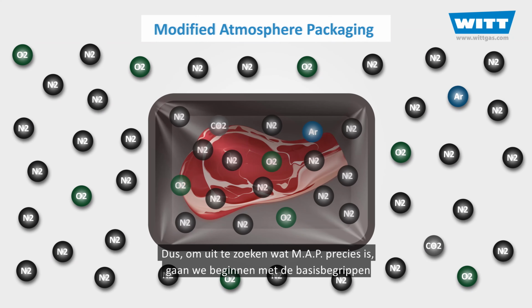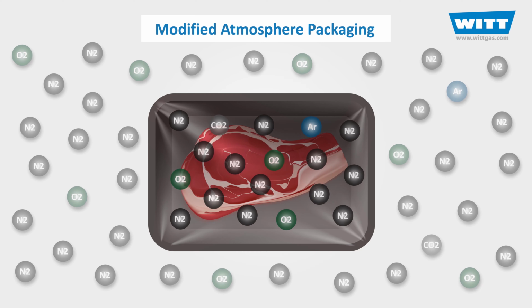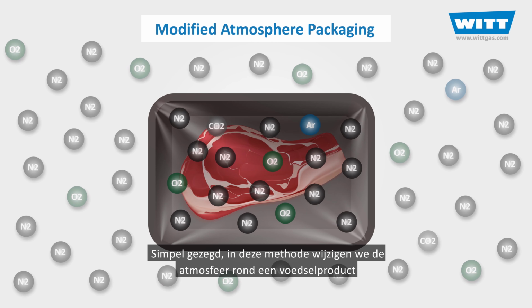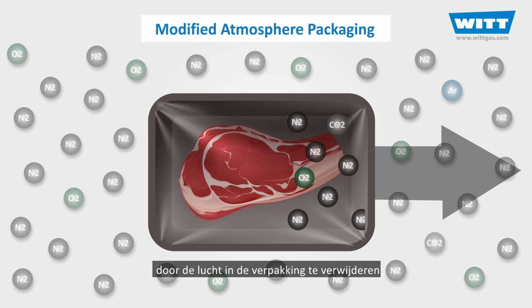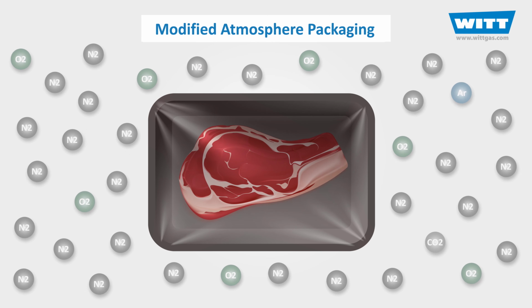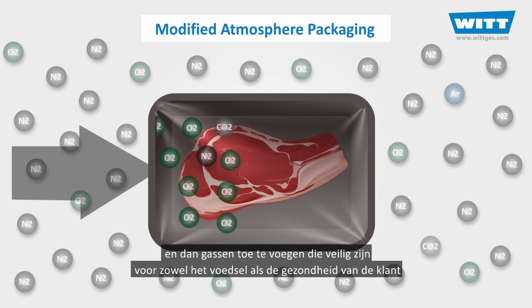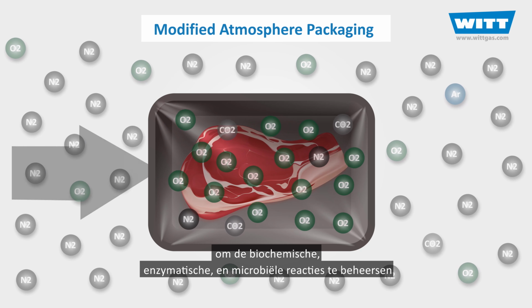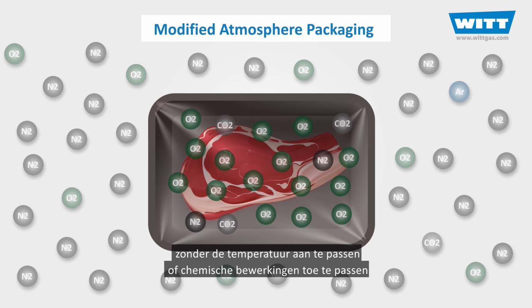So, to figure out what M.A.P. exactly is, let's start with the basic concepts. Simply put, in this method, we modify the atmosphere surrounding a food product by removing the air inside of its package and then adding the gases that are safe for both food and customers' health to control the biochemical, enzymatic, and microbial actions without temperature or chemical treatments.